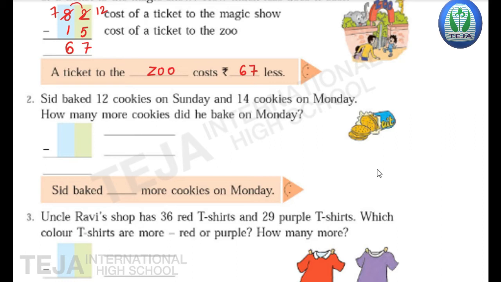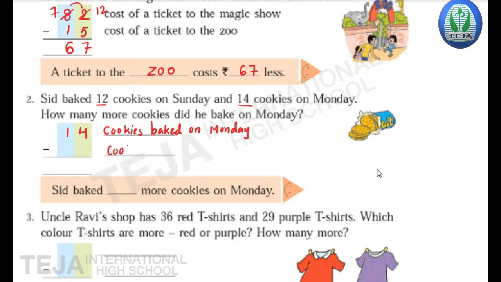So here he baked 12 cookies on Sunday and 14 cookies on Monday. So on which day did he bake more cookies, children? On Monday, as 14 is bigger than 12. Now you have to find how many more cookies he baked on Monday. Okay. So first we'll write the statements, children. Always remember the bigger number should be written first. So what do we have to write here? Cookies baked on Monday. How many cookies did he bake on Monday? 14 cookies. So write 14.